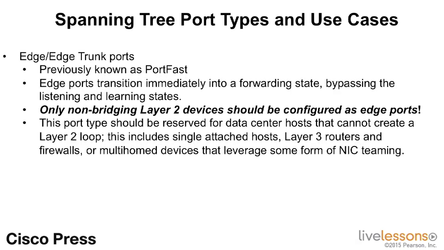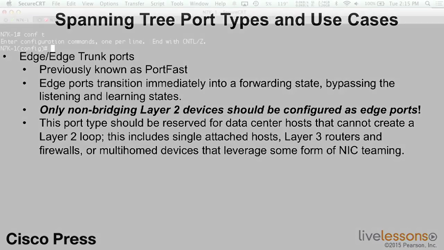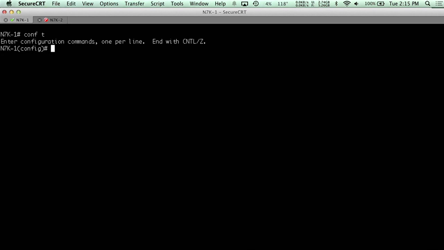Next, we'll talk about edge and edge trunk ports. These ports were previously known as PortFast in IOS, and edge ports transition immediately into a forwarding state, bypassing the listening and learning phases. This is a very important note that only non-bridging layer 2 devices should be configured as edge ports. If you configured an edge port and plugged a switch into it, you could create a loop in the network. So now let's look at some of the configuration options for spanning tree port types.